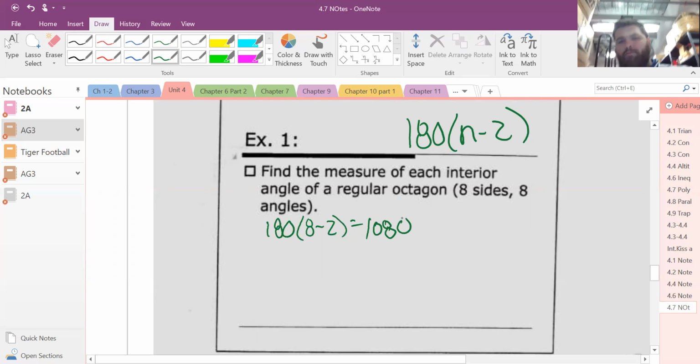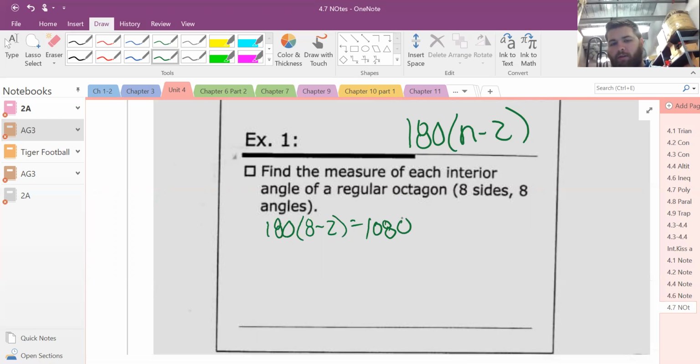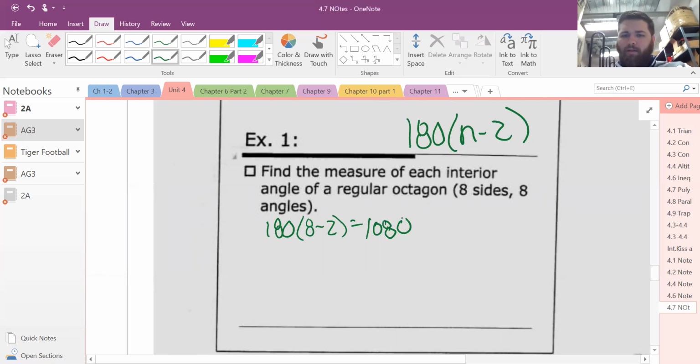Okay, so that's my total. But does that give me what the question's asking for? No, it's asking me to find the measure of each interior angle. So what do I need to divide 1080 by? If it's regular, all 8 angles are the same. If I know the total is 1080, if I divide by 8, won't that give me the measure of all the angles because they're the same?